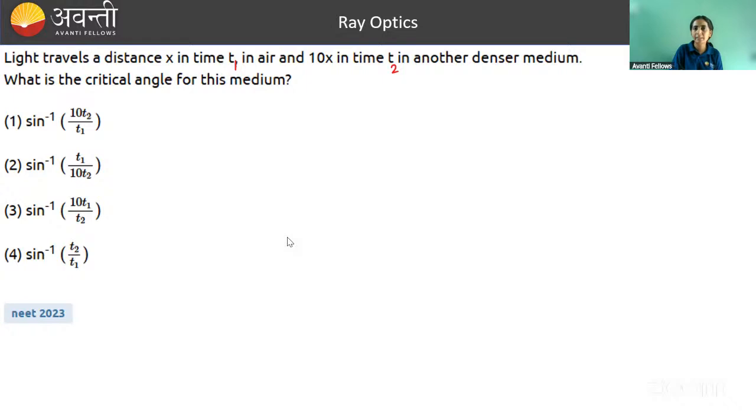Light travels x in time t1, and then 10x in time t2.